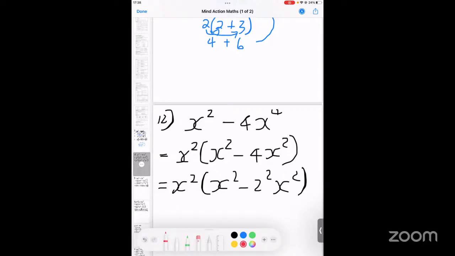Would it just be x then? Or would it not exist anymore? Would it be negative 4x squared? No. You have an invisible one there. You always have an invisible one there. Yes, sir. So it's going to be 1 minus 4x squared.